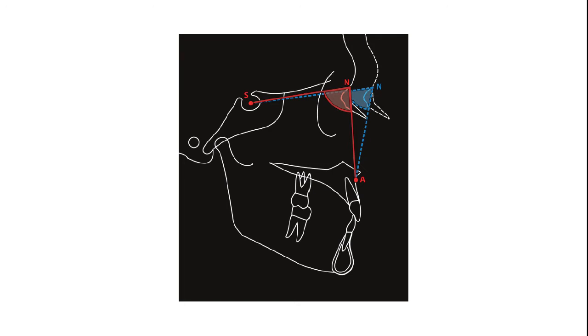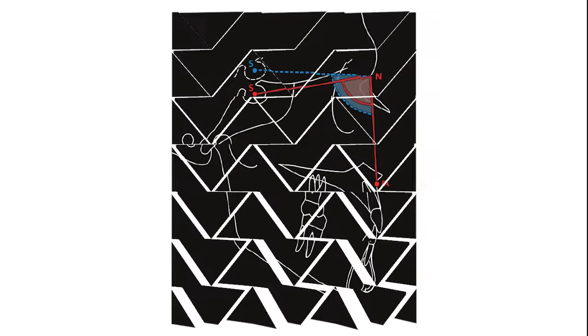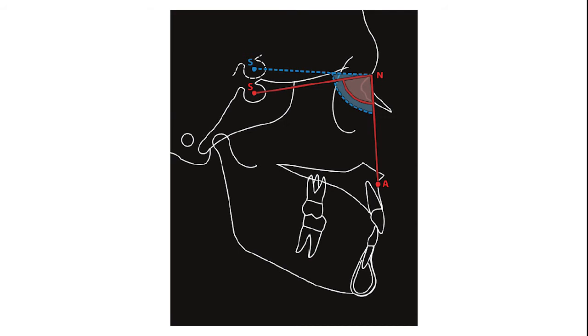For every 1 degree that angle SNA is below the average value of 82 degrees, 0.5 degree is added to the angle ANB. For every 1 degree that it is above the average, subtract 0.5 degree from the angle ANB. Variations in the vertical position of sella will affect the values of angles SNA and SNB, but not the angle ANB.